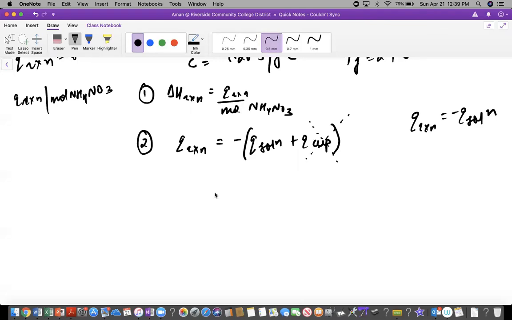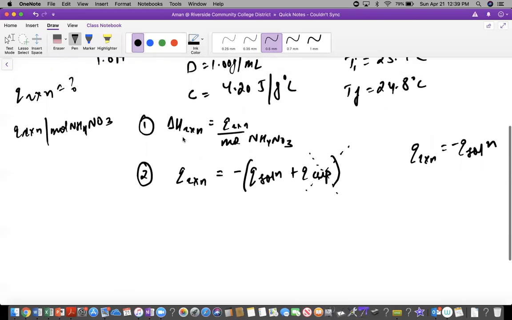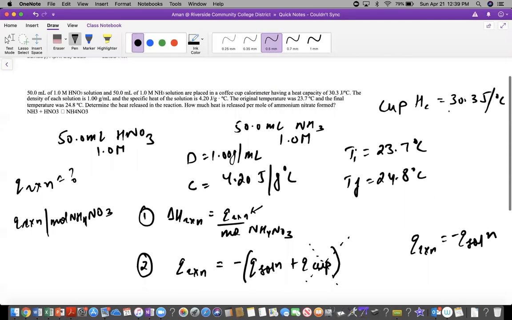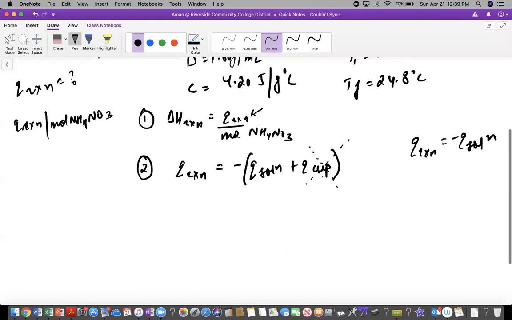Right. So, are we good here so far? The delta H reaction is Q reaction over moles of the reactant or the product, and then Q reaction. We want to find this Q reaction first. This Q reaction is equal to negative Q solution plus Q cup. In this case, we're including the cup because the question gives us some information about the cup, so we got to use it. Otherwise, you may see a question which is just this: Q reaction is Q solution. And then you got your third step because you want to find Q solution and Q cup, right?